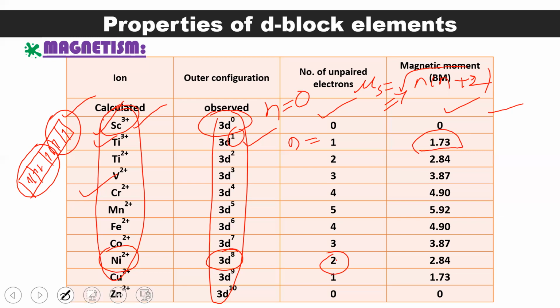And substitute the n value in this formula, then you can easily find out the magnetic moment of the nickel plus 2 ion. So this way you have to find out the magnetic moment for any compound, ion or substance.